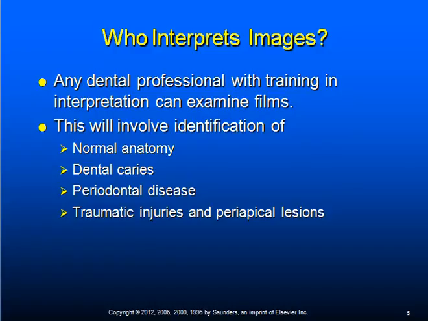The dental hygienists and dentists are taught how to interpret clinically. The dental assistant, however, may or may not be trained. Any dental professional with training in interpretation can examine films. This will involve identification of normal anatomy, dental caries, periodontal disease, and traumatic injuries, as well as periapical lesions.